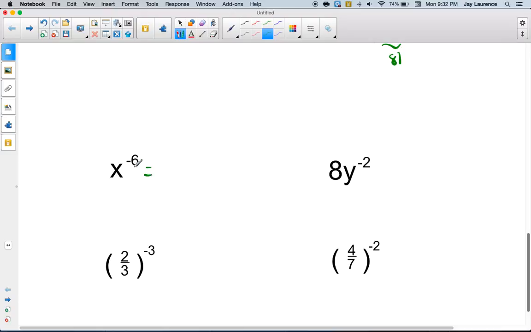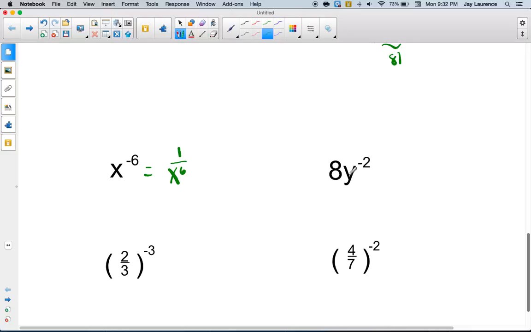Pardon me. X to the negative 6 would be the reciprocal of x to the 6th. Well, wouldn't that just be 1 over x to the 6th? Look at that. It went to the denominator. It was in the numerator. It went to the denominator.